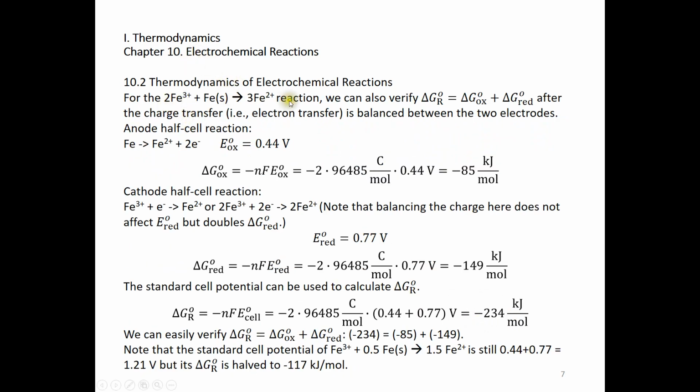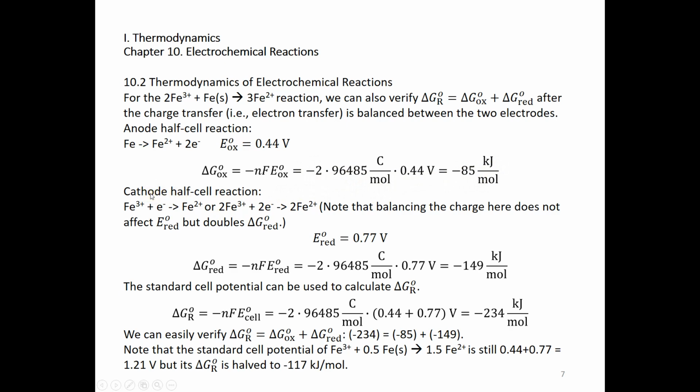Now let's look at a different reaction over here. On the left hand side we have 2 iron 3+, 1 iron 0. On the right hand side we have 3 iron 2+. We will verify this again. We have the anode, in which this iron 0 becomes iron 2+. The oxidation number increases. We can look up the standard oxidation half-cell potential, 0.44 volt. 2 electrons are transferred, so plugging all the numbers, negative 85 kilojoule per mole.